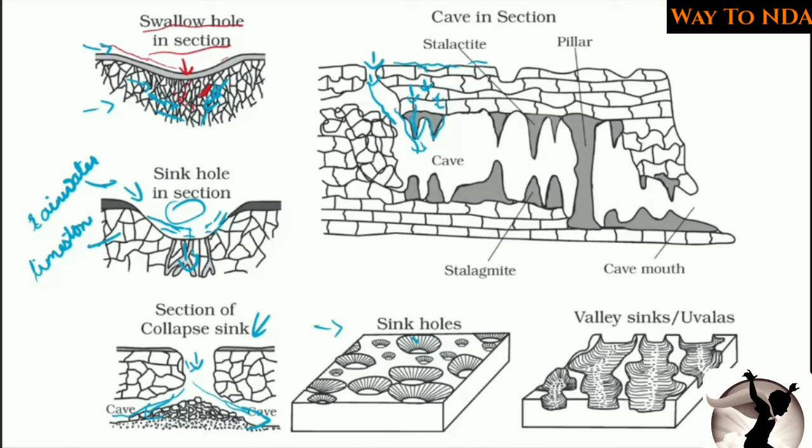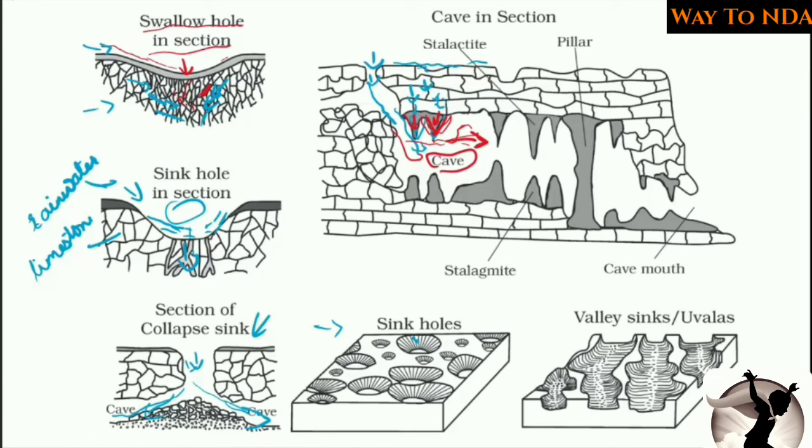The water is seeping in the downward direction, bringing calcium carbonate with it, and it will get deposited on the roof of the cave. So this is the cave. This is actually the erosion. Here it was filled up with limestone, but later on the limestone got eroded due to the water flowing.